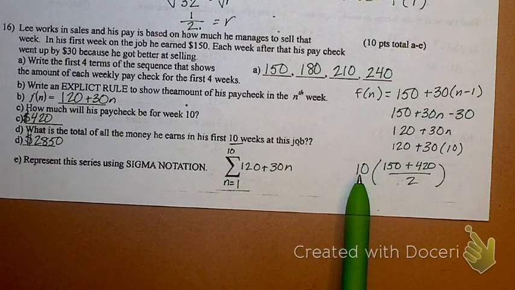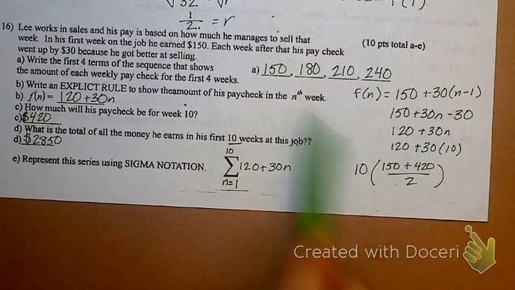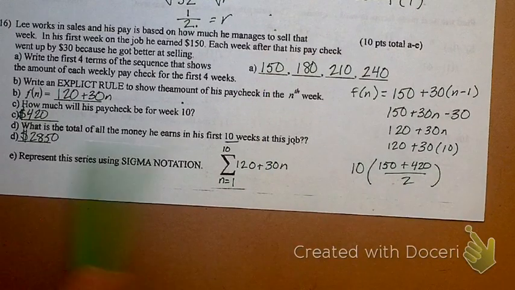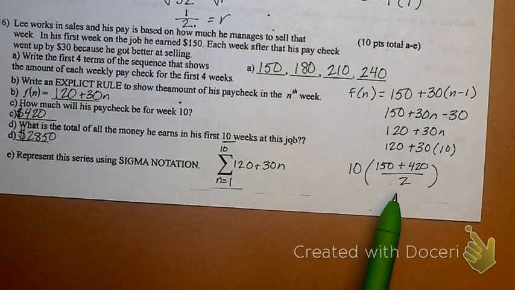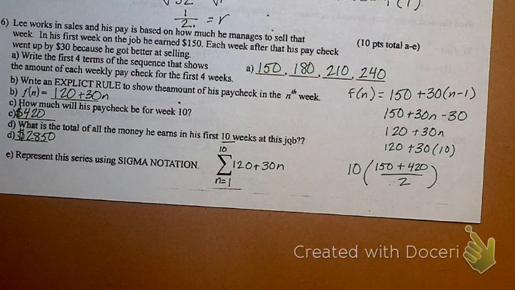Took the number of terms, 10, added the first term and the last term, which was 420, divide by 2. That gets you 2850. All right, happy studying.